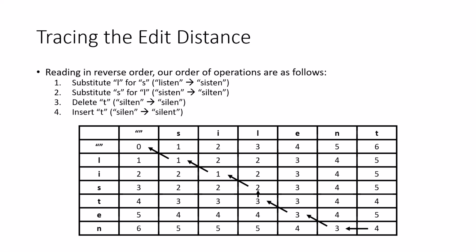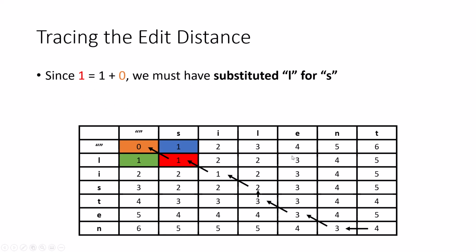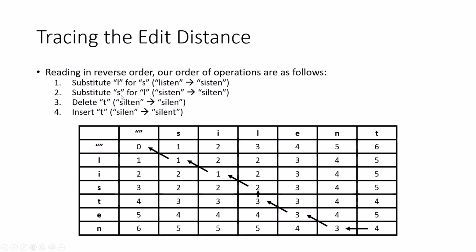Now that we've traced through our table, all we have to do is read all of the different operations that we did in reverse order. So in reverse order, we substituted L for S. That was this last operation here. We substituted L for S, so that means listen would turn into sissin. So we substitute this L for an S character.